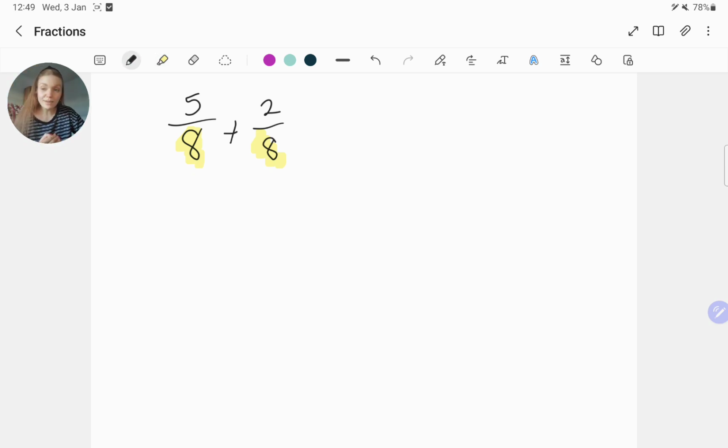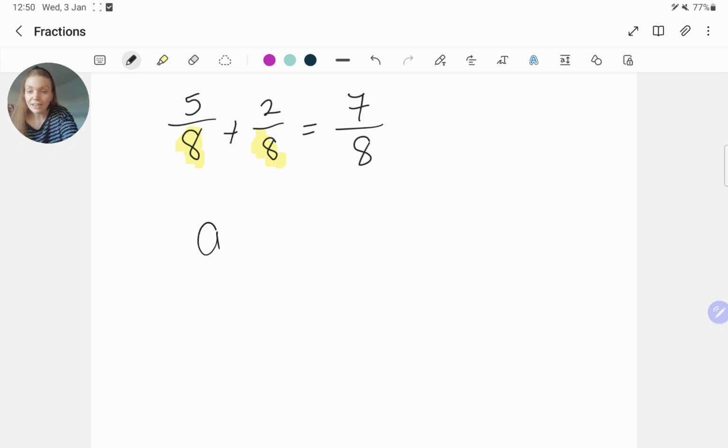That means they already have a common base, so we don't need to do anything more to those. So when they have a common base, we can just say 5 plus 2 is 7 all over the common base of 8. Okay, now it's so important that you don't get tripped up and confused and add the denominators.